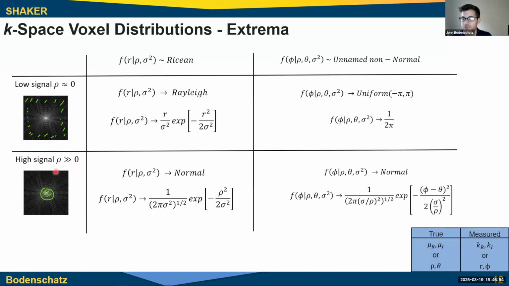When the signal is high, or the true magnitude is much greater than 0, so near the center of K-space, this Ricean distribution for the magnitude becomes normal, and this unnamed non-normal distribution for the phase does become normal, centered around the true phase of that K-space spatial frequency. The same thing is true for image space, because the Fourier transform of a normal distribution is still a normal distribution, so these would hold for image space as well. But because we're simulating in K-space, we really just care about K-space.